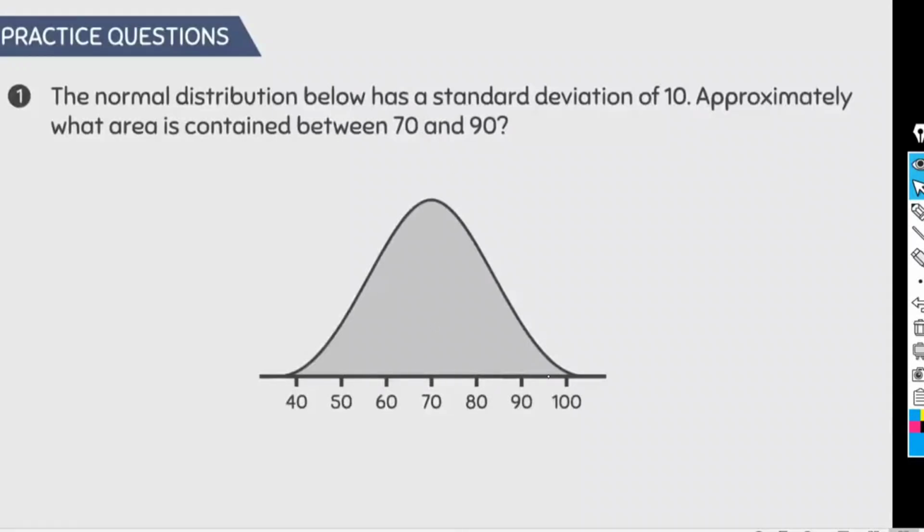Now, can you tell me what is the area between 70 to 90? They want this total is 95. Out of that, 70 to 90 means 47.5. So the answer is 47.5. Since it is a normal distribution, directly we are applying the rule. Plus or minus 2 sigma, we know that the total is 95. So the right side is 47.5, the left side is 47.5.